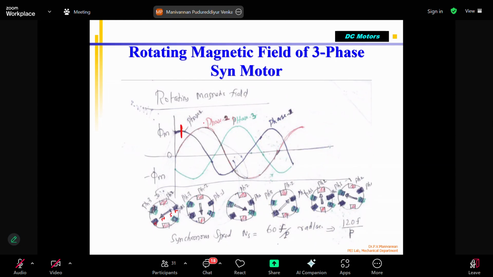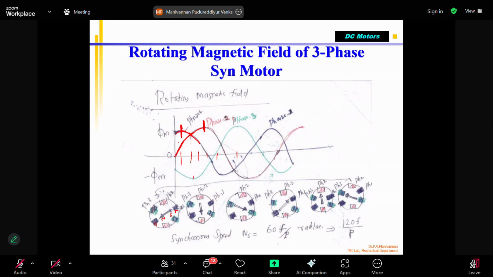After some time, you can see the red phase becomes maximum. But this is not a step; it is continuously varying. For understanding purposes, as this is decreasing, this is increasing. At this point, both are equal, but this is negative, and after that this starts increasing. If you draw the resultant vector at every time instant or phase angle, always one phase will have the maximum voltage and current compared to the other two.